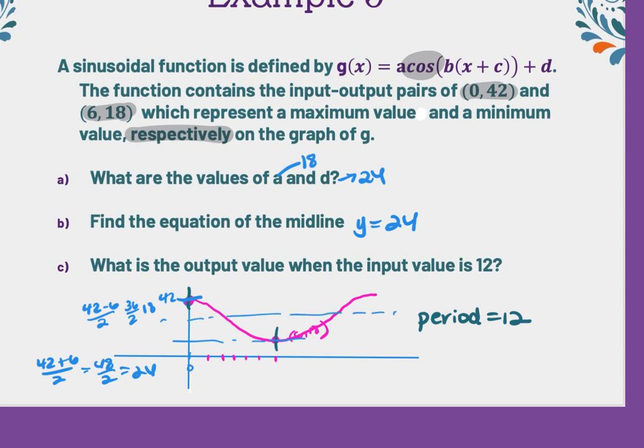And it says, what's the output value? And the input value is 12. Well, 12 is the end of that period, which means I'm back up again at the maximum value, which is 42.